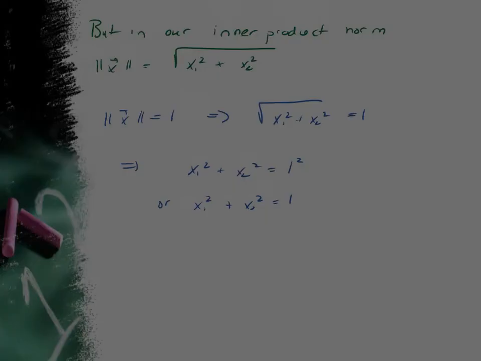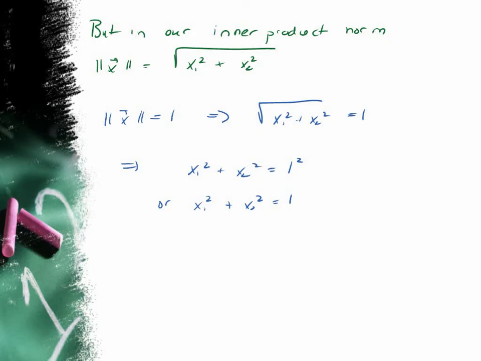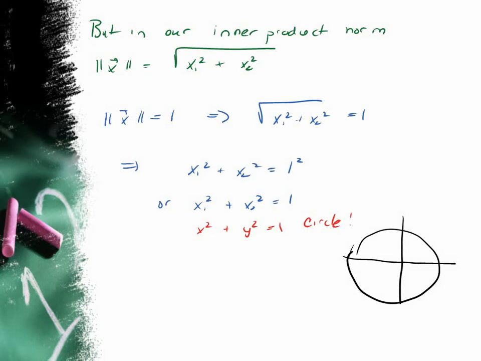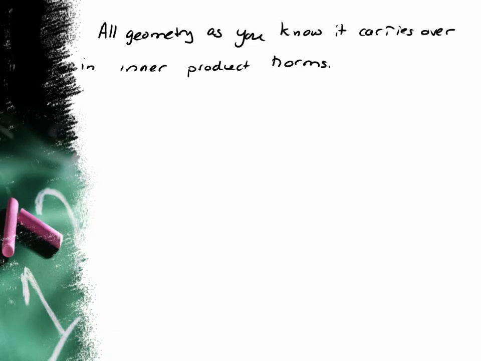In our inner product norm, this is what happens. If you just look at it and set it equal to 1, that's the formula for a circle. So if you drew it, well, that's my drawing of a circle. But you get exactly what it should look like. The circle looks like a circle. And all the other nice properties that you have, all the geometry carries over.